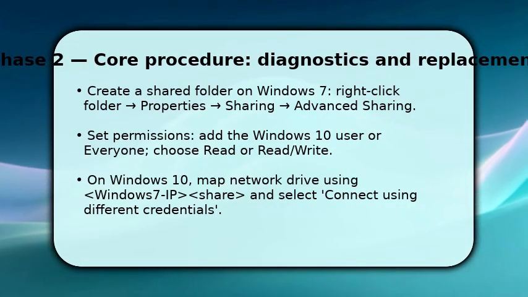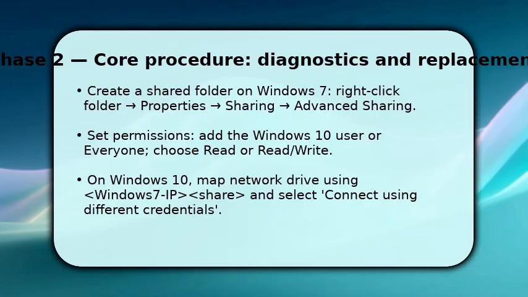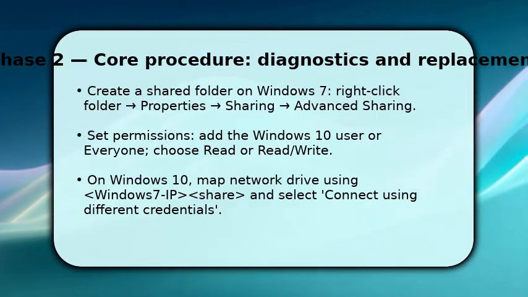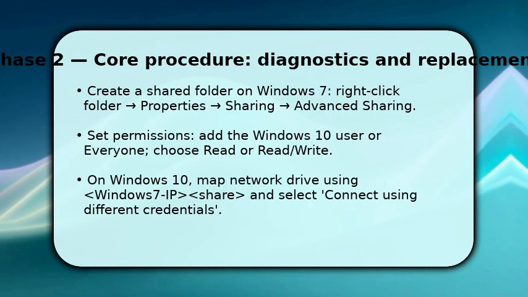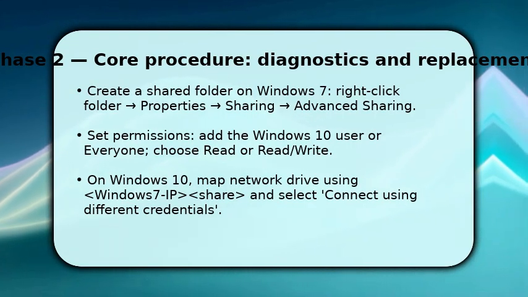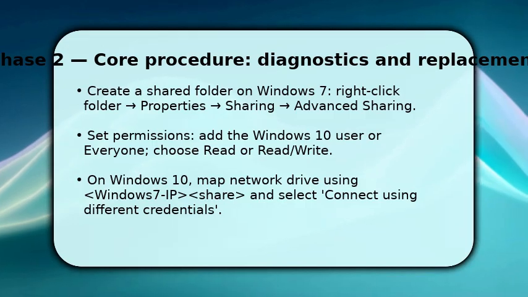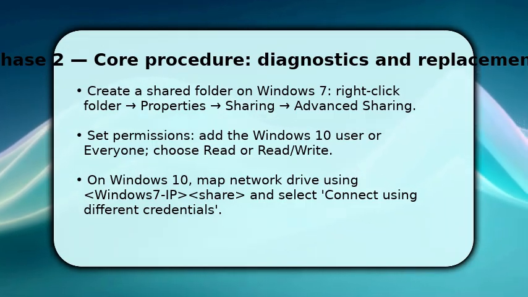Now configure the actual shares. On Windows 7, right-click the folder you want, open Properties and use Advanced Sharing to publish it. Then set permissions so the Windows 10 account can access it. Choose Read or Read/Write according to need, because excessive writes increase risk.